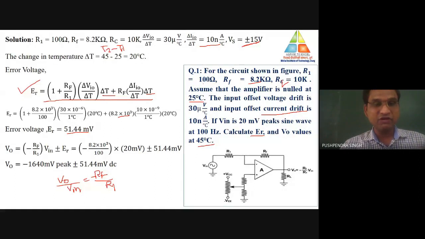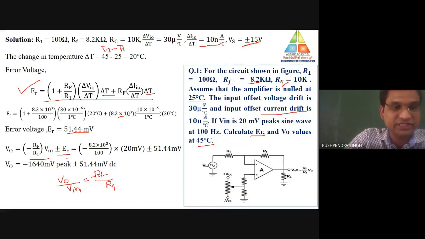So from there, what is the value of V0? This Vin will be multiplied with minus RF by Rin. So that is the value of actual output voltage in ideal condition, the output voltage of an inverting amplifier: V0 is minus RF by R1 into Vin. This is the value of output in the ideal condition, when the error voltage is 0. But if there is some error voltage, then we need to add and subtract the value of error. Why? Because the error voltage may be positive or negative, that depends on the value of this error voltage. So the actual output voltage is V0 equal to minus RF by R1 into Vin plus minus error voltage.